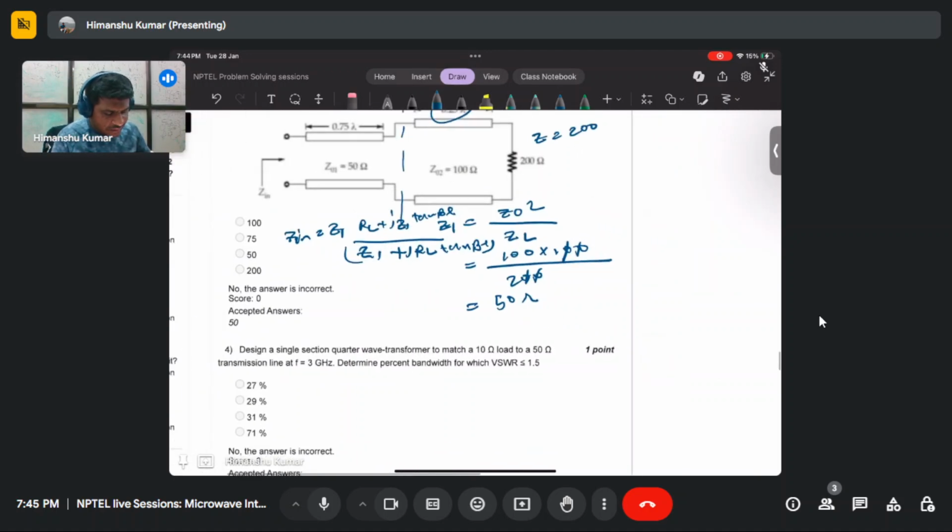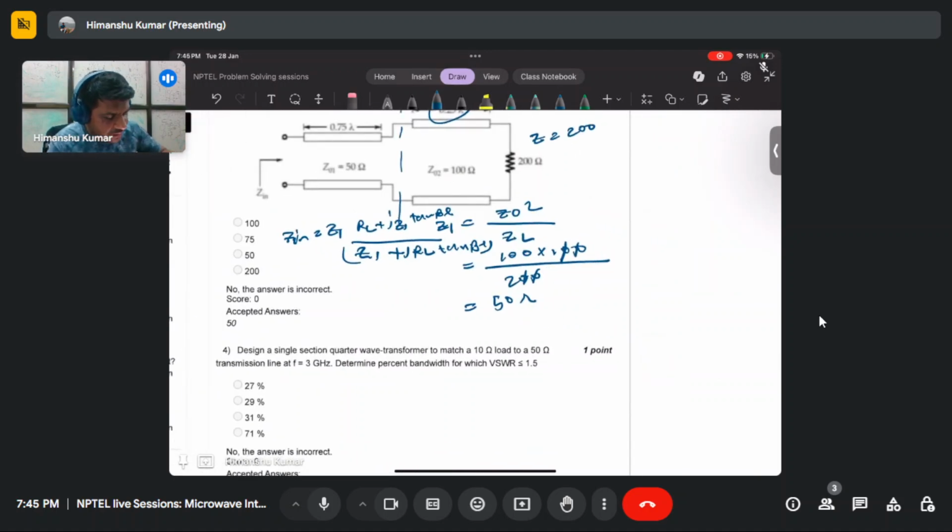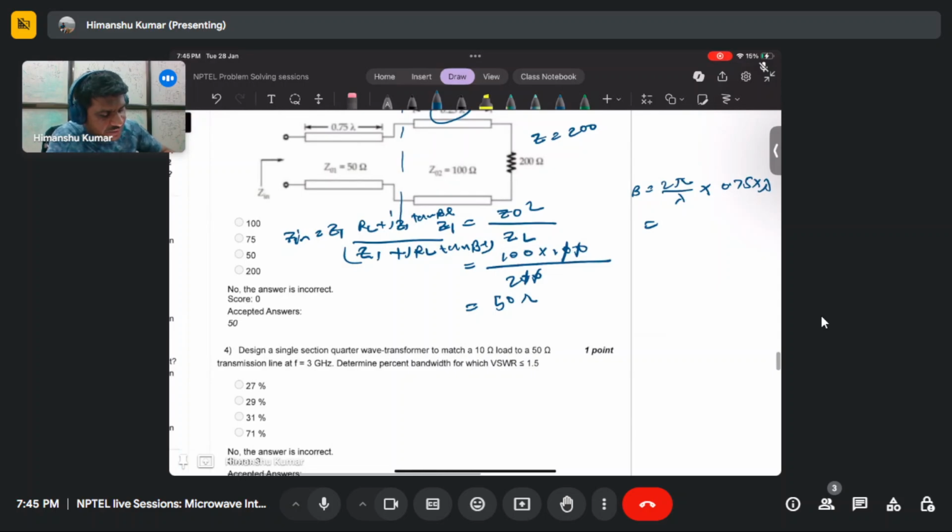So beta L, you can write beta equals 2 pi by lambda, and this L is equal to 0.75 multiplied by lambda. So 2 pi multiplied by lambda, the lambda will get cancelled. So 2 pi multiplied by 75 by 100, which will be equal to 3 by 4. So this will become 6 pi by 4, and this you can write as 2 pi minus pi by 4.